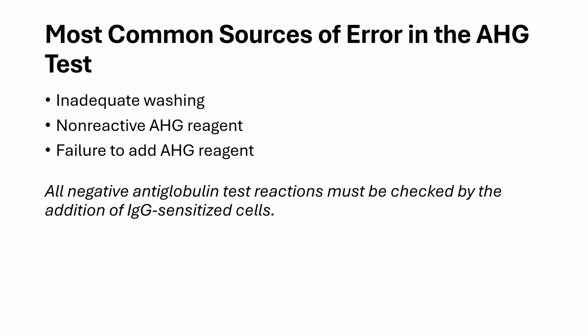Most common sources of error in the antihemoglobulin test are inadequate washing of the red cells, non-reactive antihemoglobulin reagent, or failure to add the antihemoglobulin reagent to your process. So this says a note: all negative antihemoglobulin test reactions must be checked by the addition of IgG sensitized cells, also known as check cells or Coombs control cells, and this helps to ensure that the antihemoglobulin reagent was active and the test was actually performed correctly.